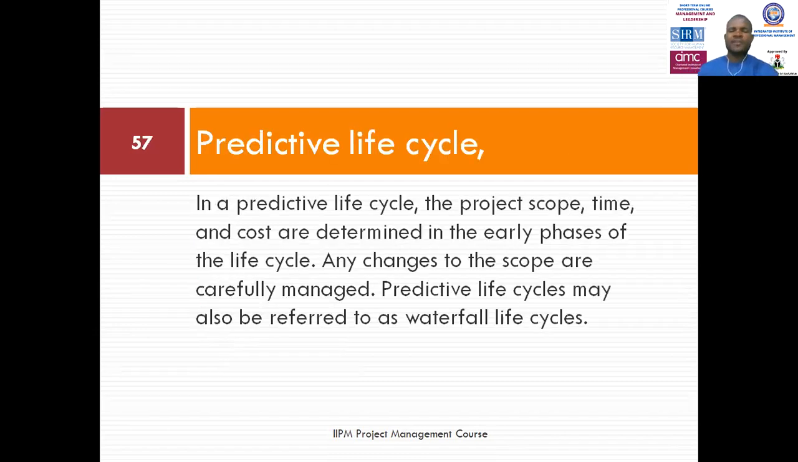Now, quickly, for each of them. In the predictive life cycle, the project scope, time, and cost are determined in the early phases of the project life cycle. They are somewhat predicted from the beginning, so any changes to the scope are carefully managed. Predictive life cycles may also be referred to as waterfall life cycles. These are the most common in organizations, because organizations tend to know what will happen before it begins to happen.